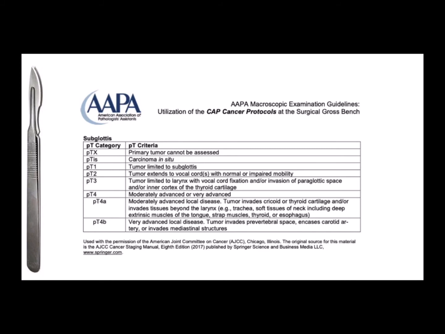So here again is the staging, and I did the same thing. I went through and highlighted the different parts that we reviewed. And so notice here that, again, if it's going into that thyroid cartilage, that is going to be either a T3 or a T4. And so that full section of that thyroid cartilage is going to be very important. Also those paraglottic spaces and the preepiglottic spaces, right?